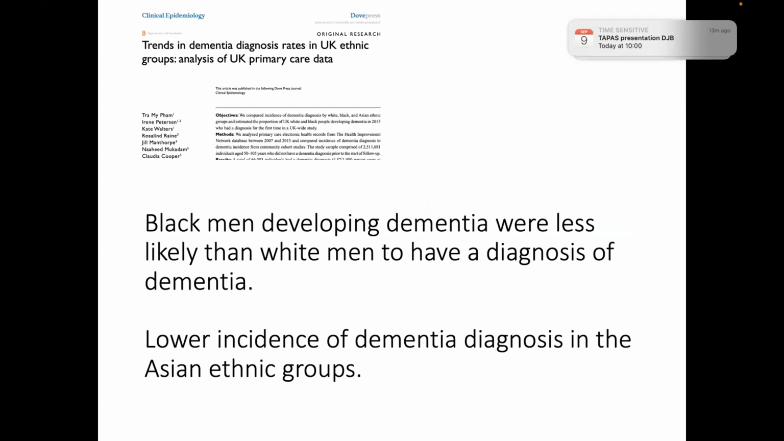So there are known biases already in our assessment, so that Black men in the UK developing dementia were less likely than white men to receive a diagnosis of dementia. And there's a lower incidence of dementia diagnosis in Asian ethnic groups in the UK. And from this paper, it's uncertain whether this is because there truly is a decreased incidence, or because there are certain barriers to people coming to the memory clinic.